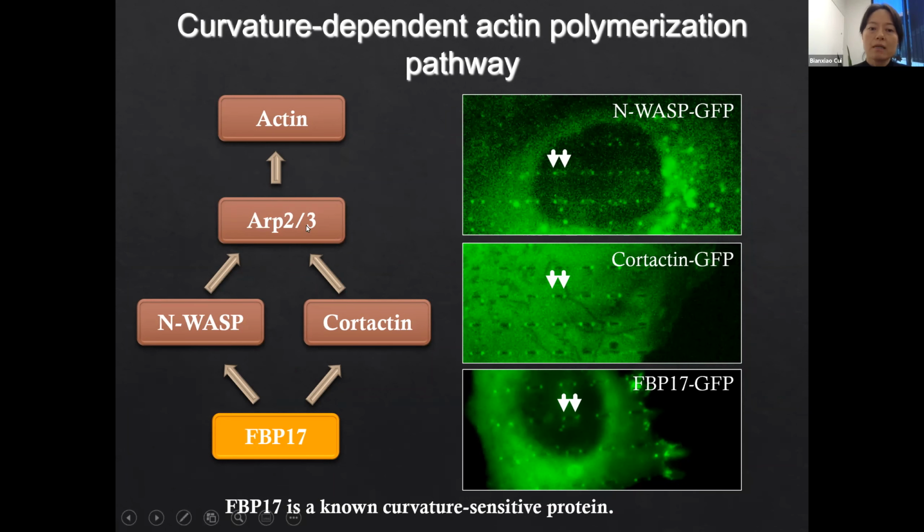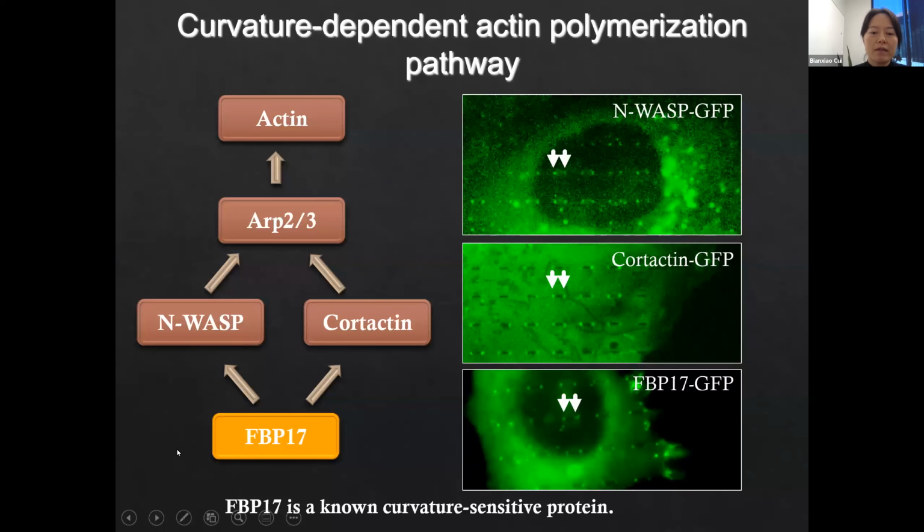So Arp2/3 is not a curvature sensing protein. Actin itself is not a curvature sensing protein. Arp2/3 has two activators, N-WASP and cortactin. When we look at N-WASP and cortactin, both show preferential accumulation at the end of the nanobars. And both N-WASP and cortactin can be activated by FBP17. So going from down, up, down is actually going upstream. And when we look at FBP17, it shows clear accumulation at the end of the nanobars.